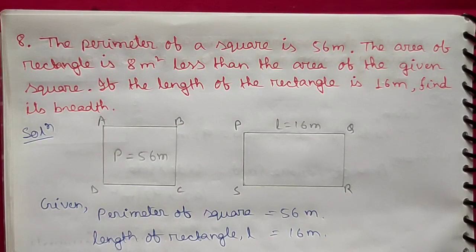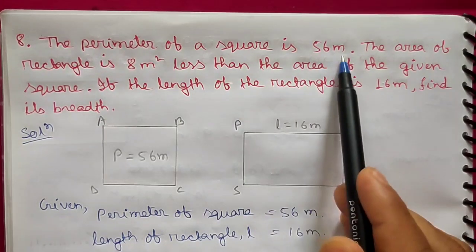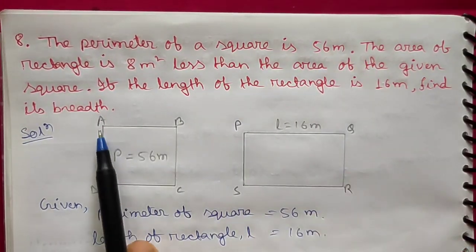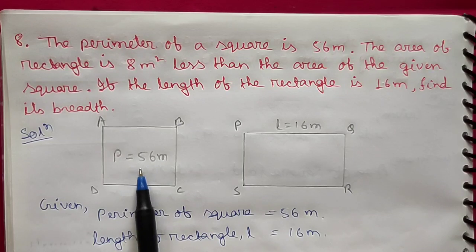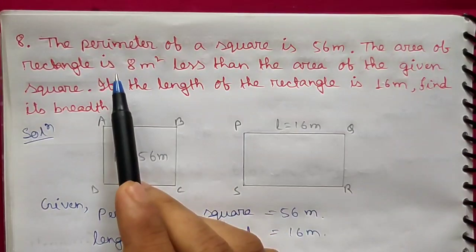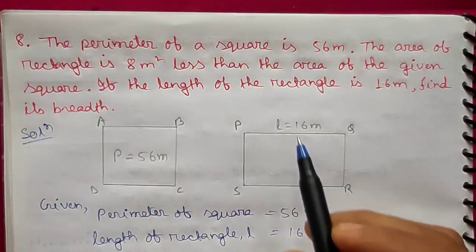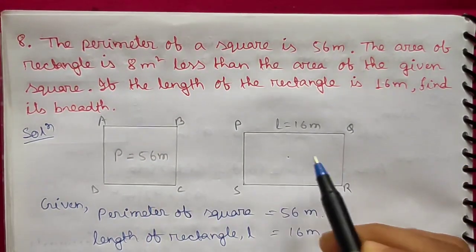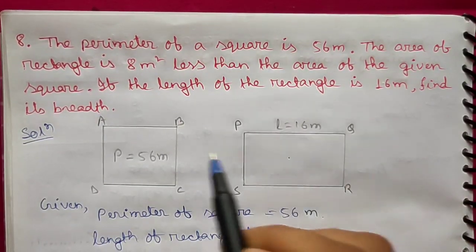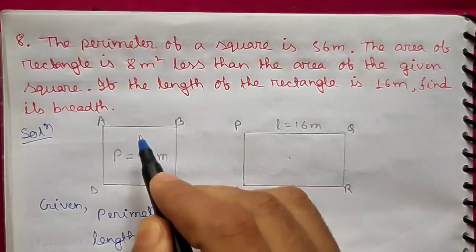Next, come to our 8th question. The perimeter of a square is 56 meter. Suppose we have considered a square ABCD. Its perimeter is 56 meter. Next, the area of the rectangle is 8 meters square less than the area of the given square. That means, suppose this is a rectangle, this area is 8 meters square less than the area of this square.